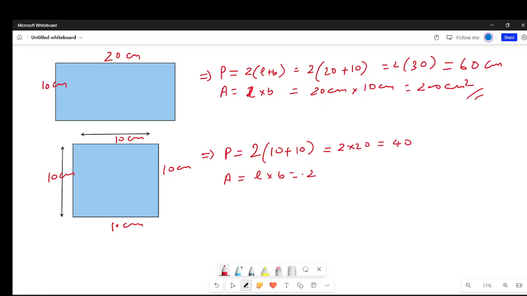L is given 10. Then 100 centimeter square. This is centimeter.